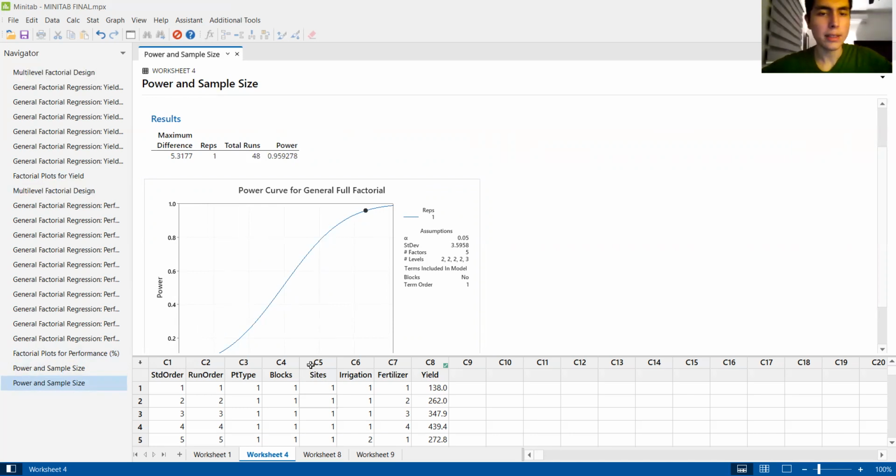So that's the analysis I did for both of these datasheets.